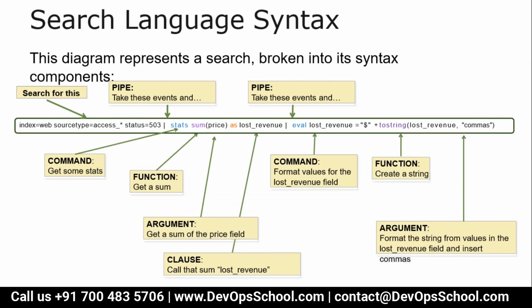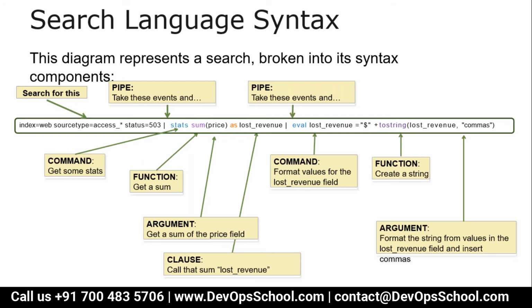Again, look at one more example here. What you are doing here, look at it very carefully. You are searching in the index called web, and the source type which starts with access underscore star, and status is equal to 503. Status is a field, and value is 503. So you want to search all the records in web with the type access and the status 503.